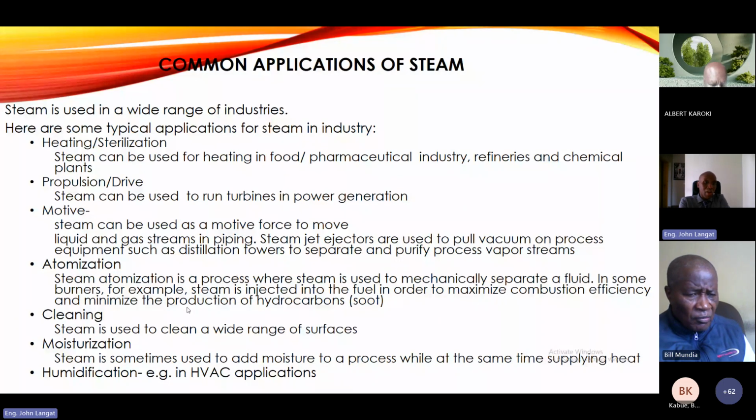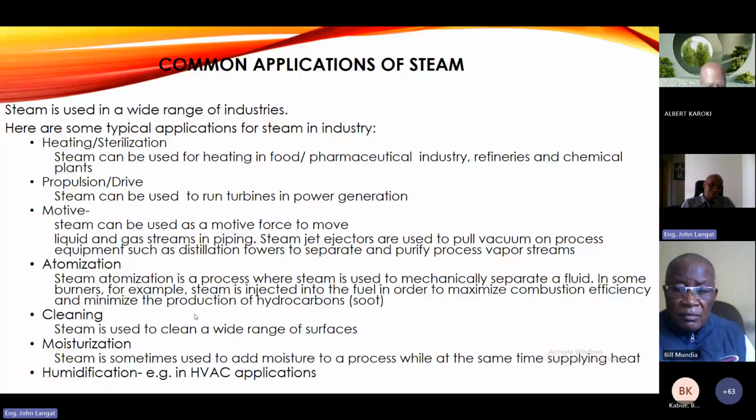Steam can also be used for atomization, a process where steam is used to mechanically separate fluid. In some burners, for example, steam is injected into the fuel in order to maximize combustion. When you are injecting steam into the furnace, it's already like fire. So it vaporizes, and because of its gaseous nature, it's like blowing air, but air with energy. Then steam can be used in cleaning.